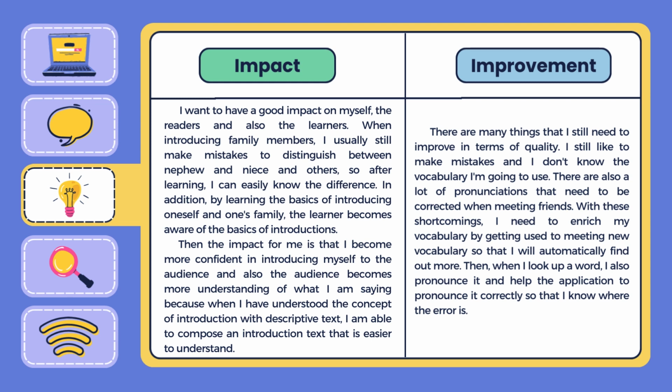With these shortcomings, I need to enrich my vocabulary by getting used to meeting new vocabulary so that I will automatically find out more. Then, when I look up a word, I also pronounce it and help the application to pronounce it correctly so that I know where the mistake or the error is. This is the result of my descriptive text.